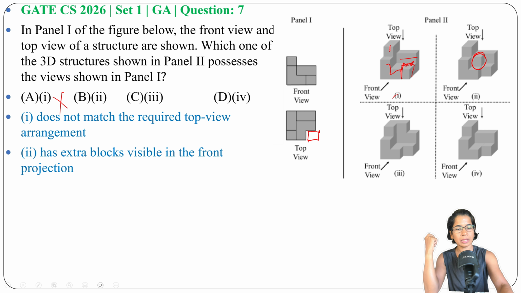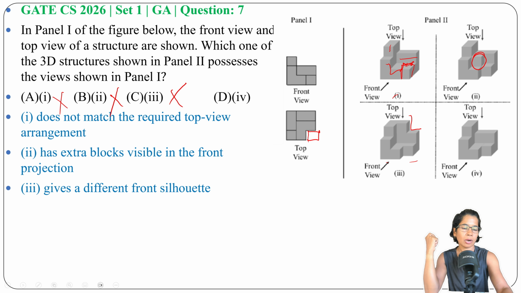Next option C, third image. In the third image, the lower part is correct, but here is a cut. Due to this, it is not matching. Next, option D, the fourth image. If you see, there is a cut that matches this one and this one. So front view, top view, both are matching.